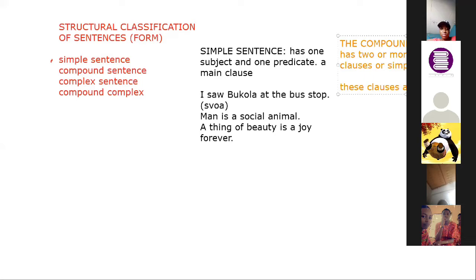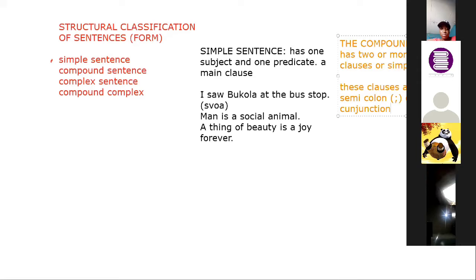You understand it? By what? By semicolon. So do you know what a semicolon is? This is a semicolon. Do you understand me? Or what? Coordinating conjunction. Do you understand me?